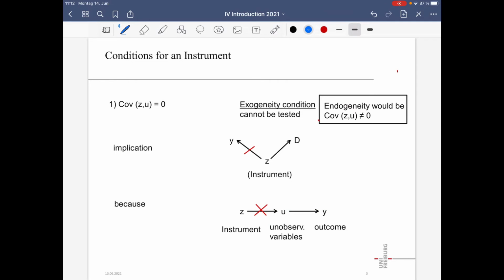We have two conditions for an instrument. The first condition is the so-called exogeneity condition that cannot be tested. So you have to argue that this exogeneity condition holds. You cannot prove it. So endogeneity would be that there is a correlation between the instrument z and the error term. So in the error term here, I denote the error term u. I could also say it's epsilon, right? So you need an instrument that has no correlation with the error term and with hidden elements in the error term. So this is easier to understand if you make it a little bit more concrete, right?